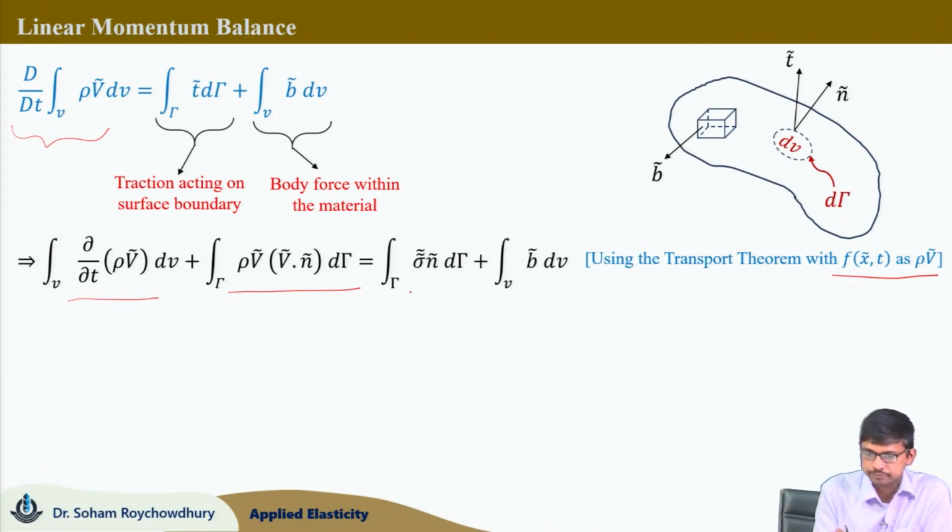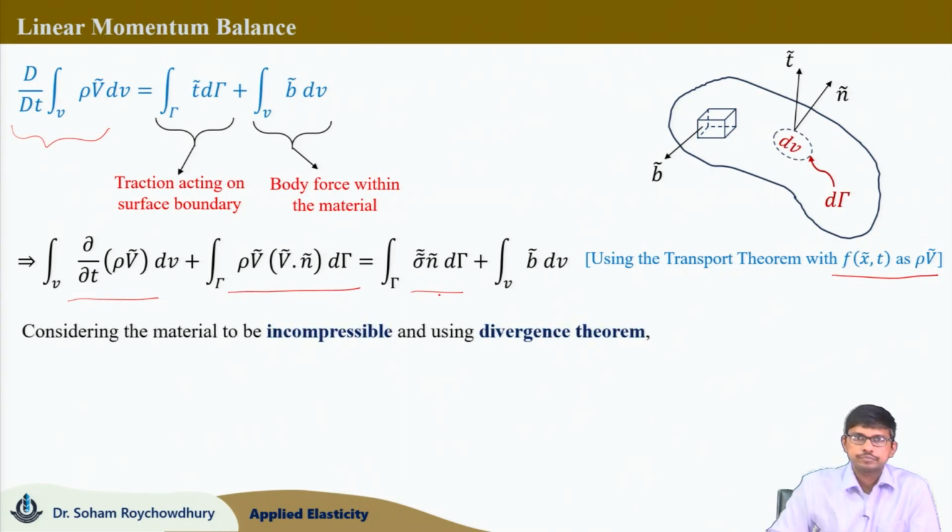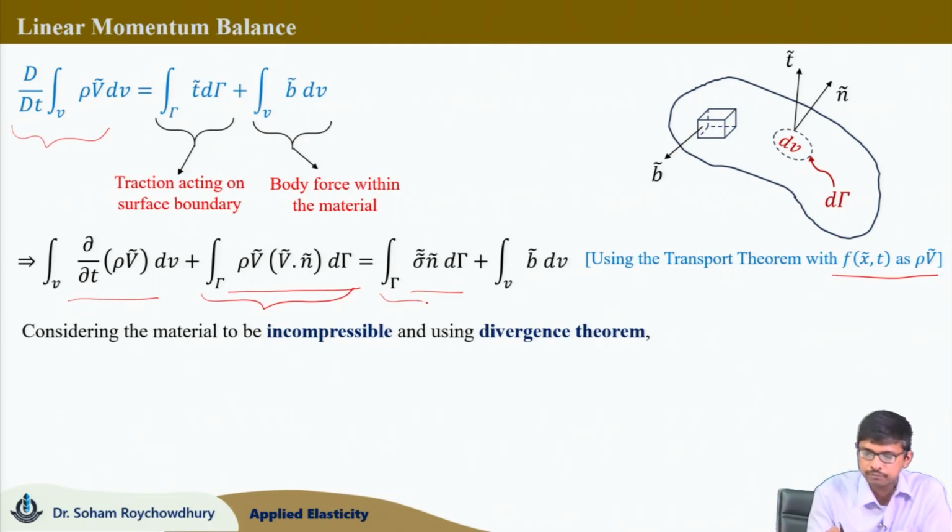Now, T I have written as sigma times n by using the definition of the Cauchy stress tensor integrated over d gamma, and the last term on the right hand side is B integrated over dV. Now, considering the material to be incompressible and also using the divergence theorem. So, there are two surface integrals, the second term of the left hand side and the first term of the right hand side, both of them are surface integrals.